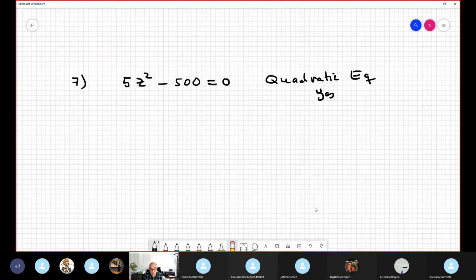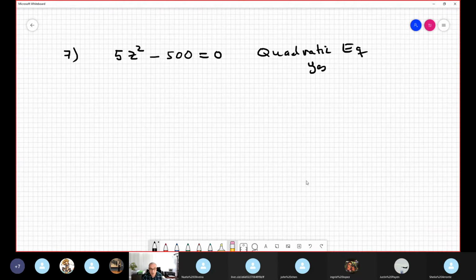So there is another shortcut that you apply when the B is 0. Because look, A is 5. It's obvious A is 5. Get the coefficient here in front of the c squared, the variable. But B is 0. B is missing. And c is negative 500. And when the B is 0, I highly recommend doing it this way. Okay, I want to explain now.